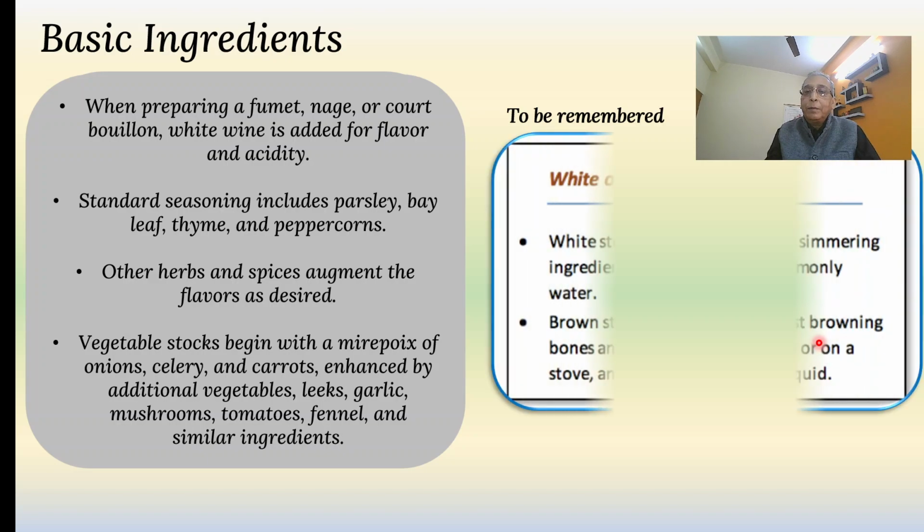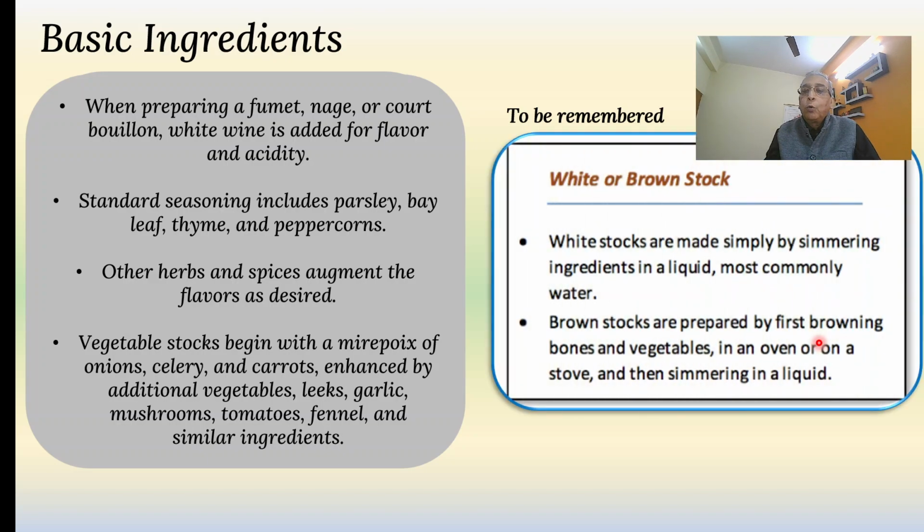To be remembered, whenever you are making a white stock, simply by simmering it can be done, but ensure that bones are always blanched or well rinsed in water for cleaning purposes. And brown stock is always made by caramelizing the bones along with the mirepoix of vegetables to get the brown color.